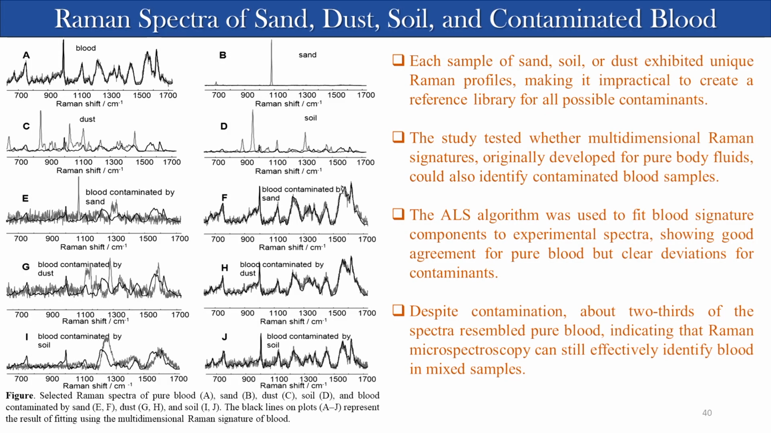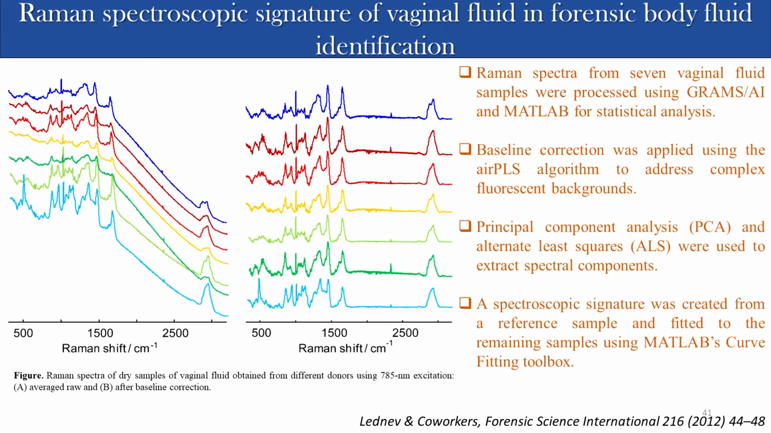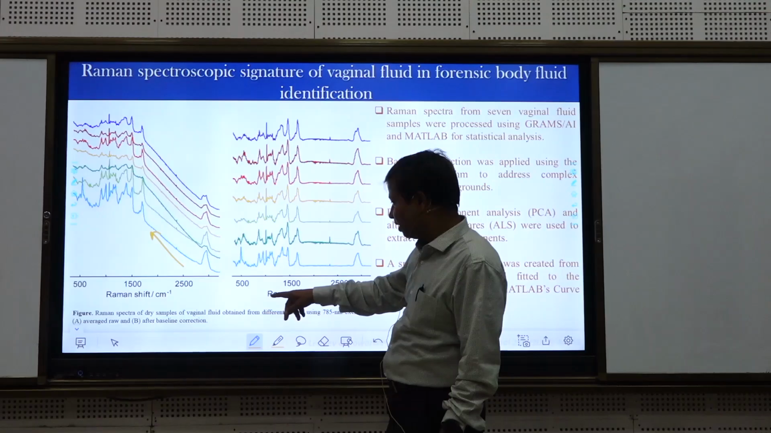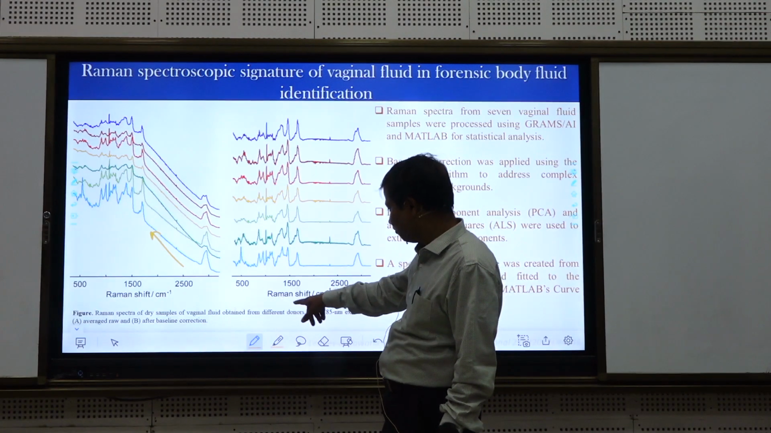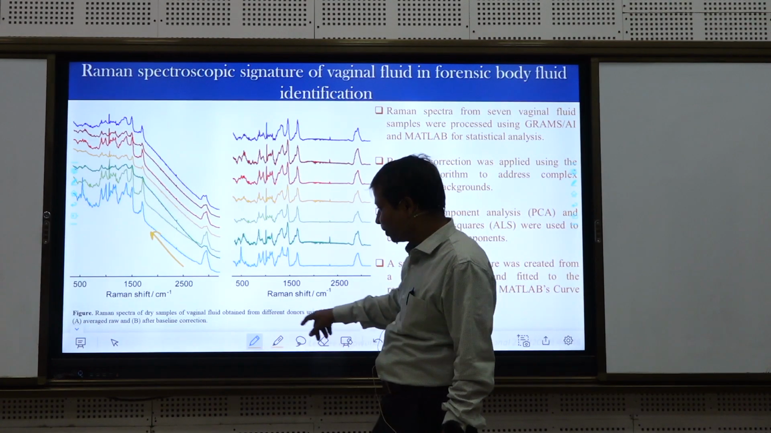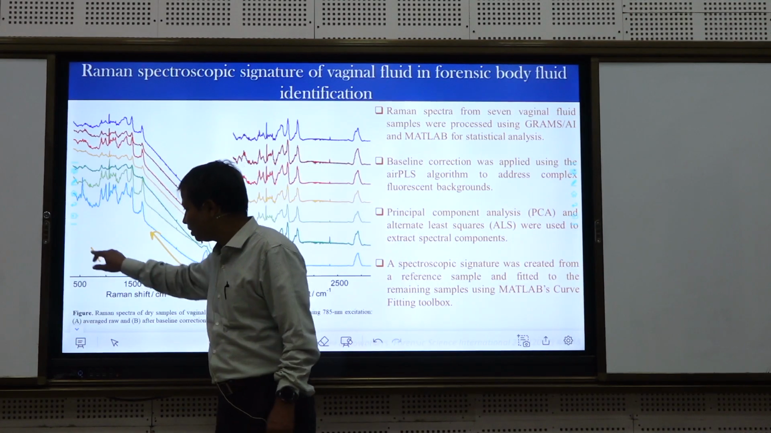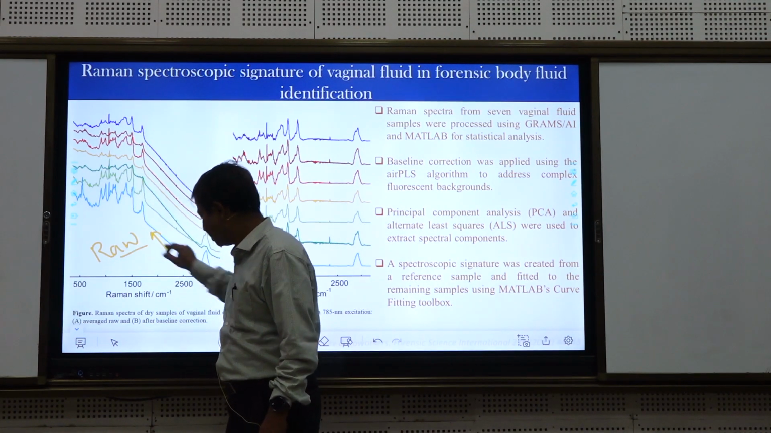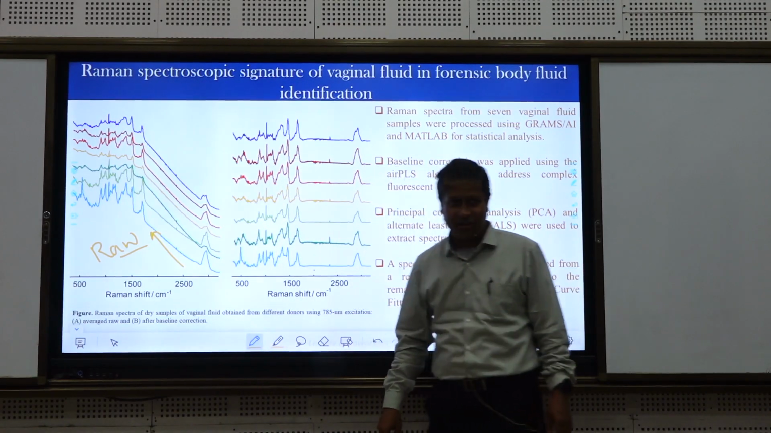Here also, just to show that they do this so many times. Even though this report is from a very famous lab, they are still repeating the experiment. This one I wanted to show you. This is with the background, and the Raman spectrum of a dye sample in vaginal fluid from different donors. Average, this is the raw data, and this is after baseline correction.